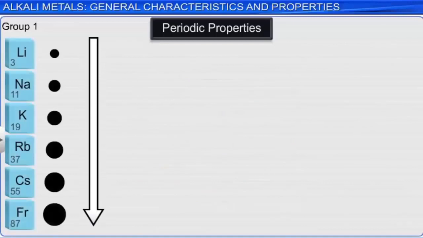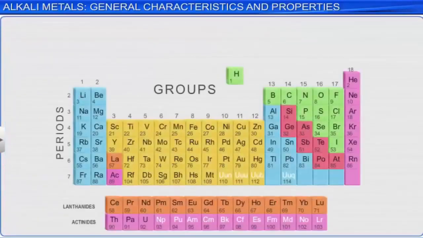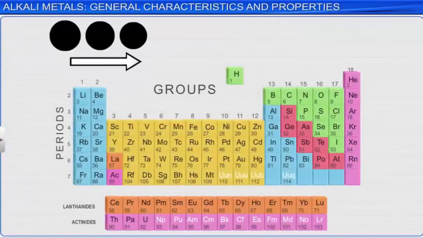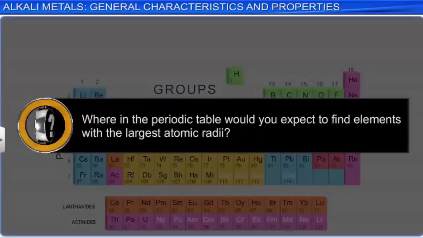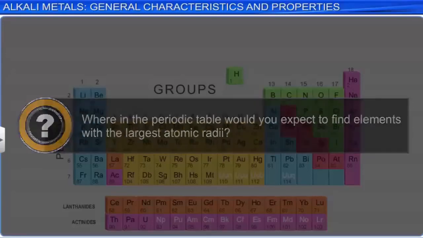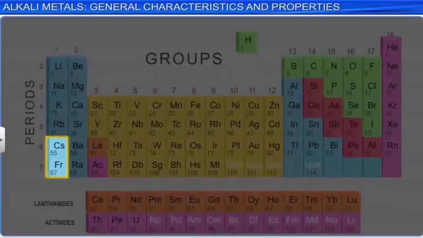As shown in the graphic, moving from left to right across a period, the alkali metals have the largest atomic radius of any element in the period. Try to answer this question on your own before you proceed. Where in the periodic table would you expect to find elements with the largest atomic radii? The largest atoms are found in the lower left-hand corner of the periodic table: cesium and francium.